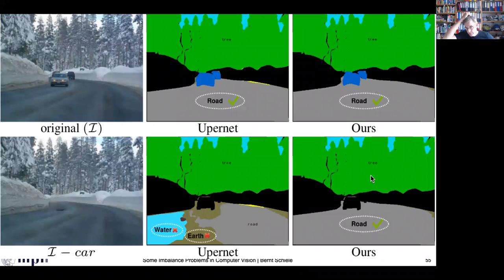And then maybe this example, which is most related to the imbalance argument of this workshop. Here we have the original data with the car here. And then if we edit this car out or have it automatically removed from that image, UPerNet actually goes a bit crazy, right? It still says road here, but it says water and earth here. And intuitively, this is really an example far in the tail of your distribution, right? So you do not have many examples of cars driving in winter to start with, and in particular how the street looks and how the snow on the left and right side of the street looks.